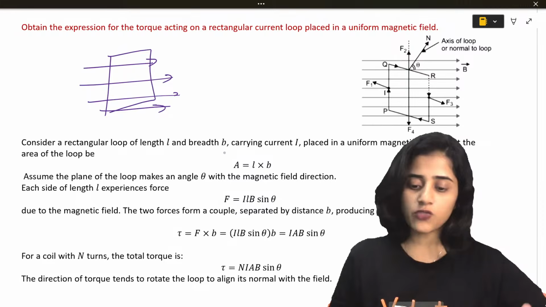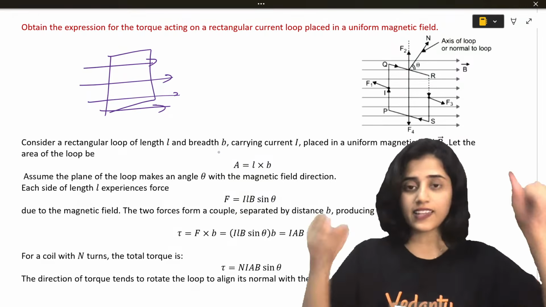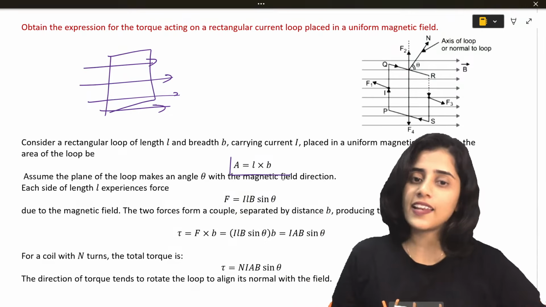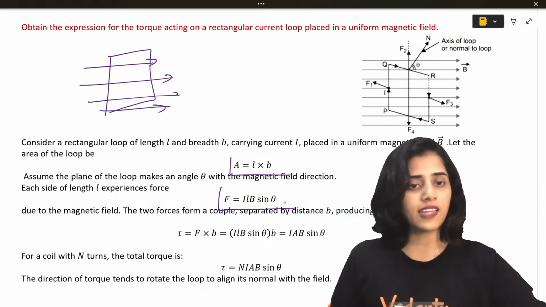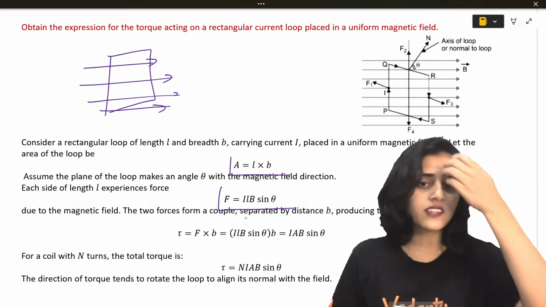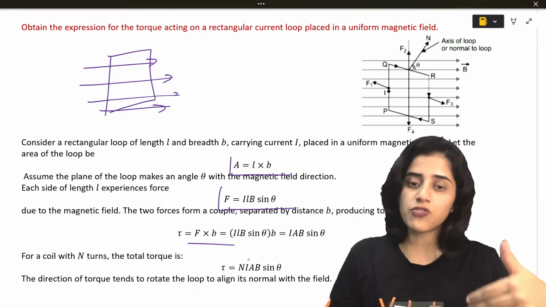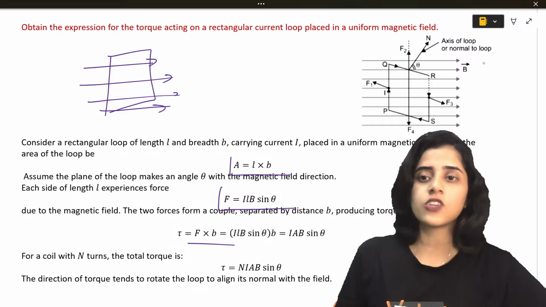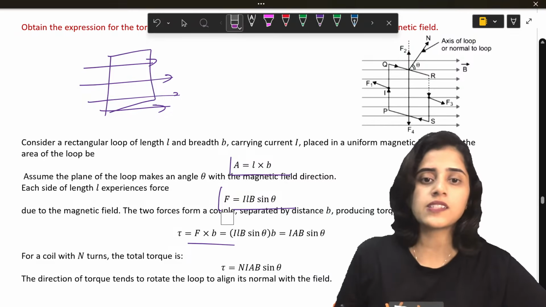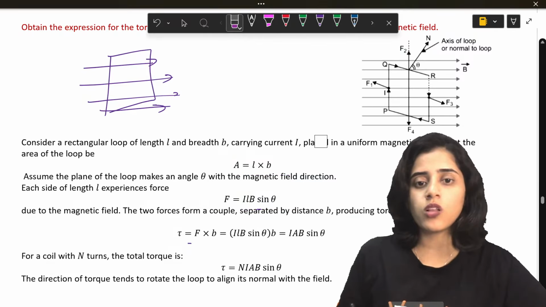Okay, so the area of the loop will be what? Side into side. It's a rectangle or a square, so it will be L into B. Force is what? ILB sine theta. Lorentz force, we've learned that. Now torque is what? F cross B. You just substitute F. And then you will get torque is equal to NIAB sine theta. All the steps are there here.